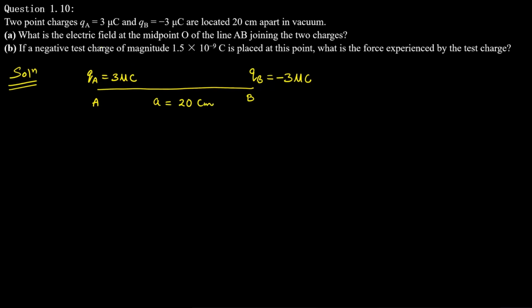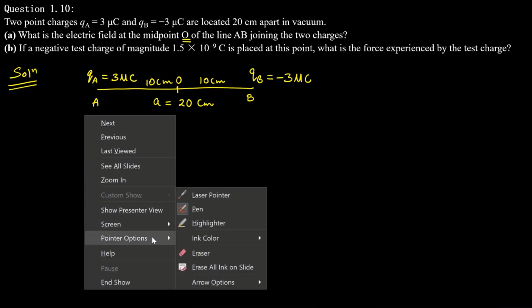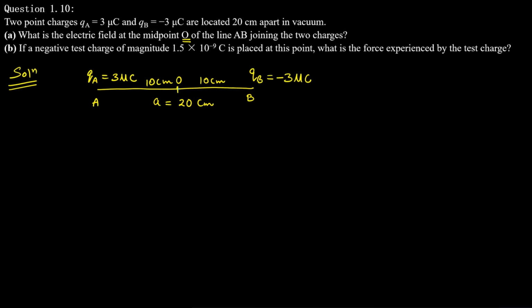So what we need is the electric field at the midpoint O, which means at 10 centimeter from either side of the given system. Here we need the electric field. So first of all, I would like to ask you, what is the direction of electric field at O because of charge QB? Tell me what it will be.